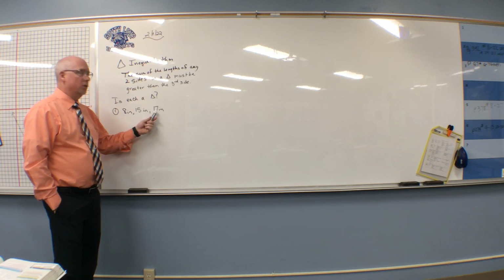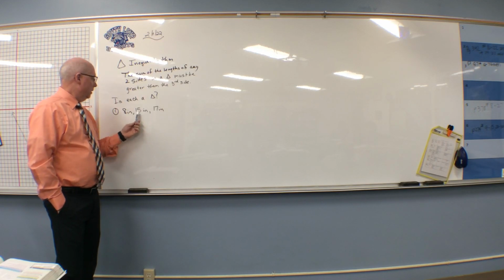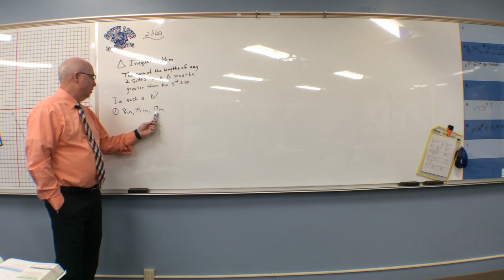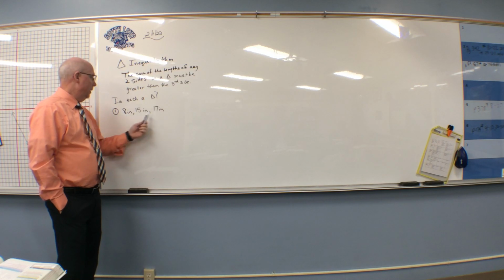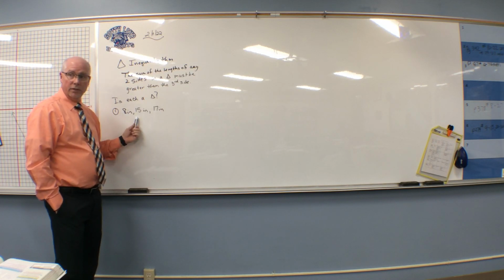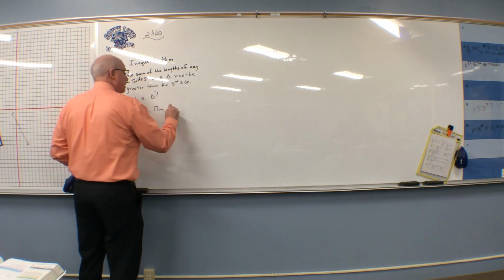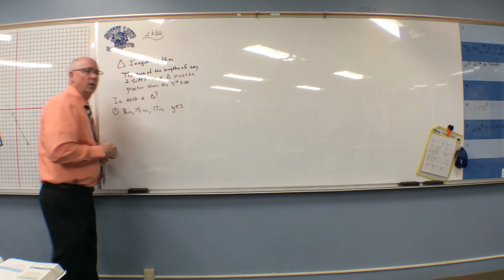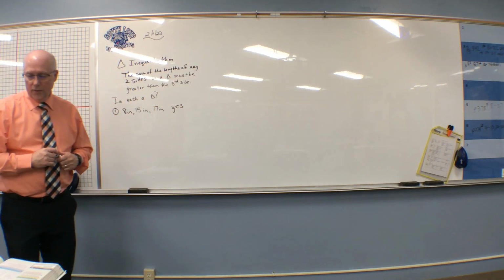Is 23 larger than 17? Yes. So 15 plus 17 is 32. That's larger than 8. And 8 and 17 are 25. That's larger than 15. So yes, this could be a possible triangle with these three sides. Okay?